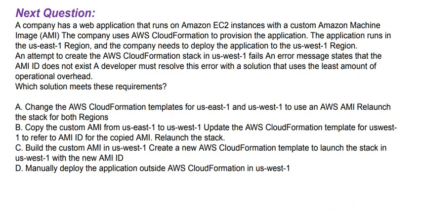An attempt to create the AWS CloudFormation stack in US West 1 fails. An error message states that the AMI ID does not exist. A developer must resolve this error with a solution that uses the least amount of operational overhead. Which solution meets these requirements? Please go through the options. The correct answer is option B.